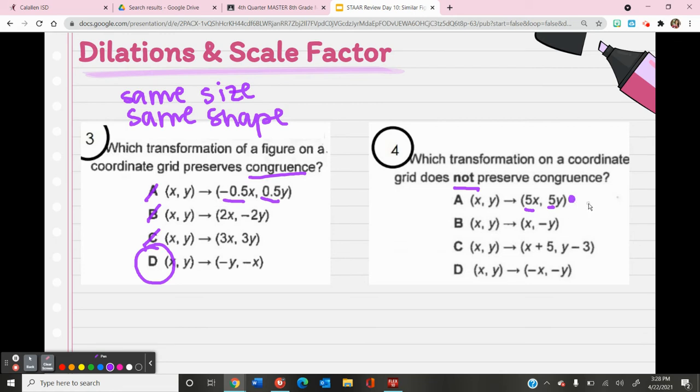Again, if you're trying to preserve congruence, if you have anything in front of x and y that is not 1, it's going to change the size and shape. So therefore, A is our answer.